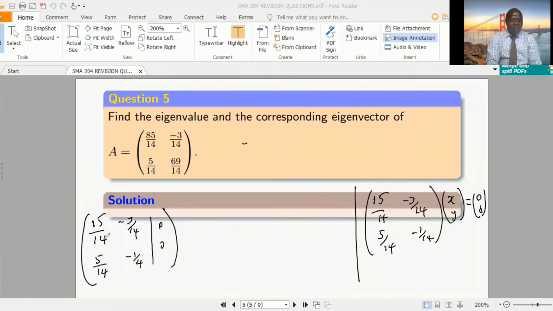I want to make this a leading one, so I multiply row 1 by 14 out of 15. When that happens, you have 1 here, and then you have negative 1 out of 5, 0, and I want this other row to remain the way it is first. Because this was 14, not 4. It was 14.